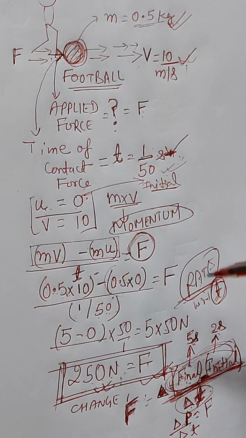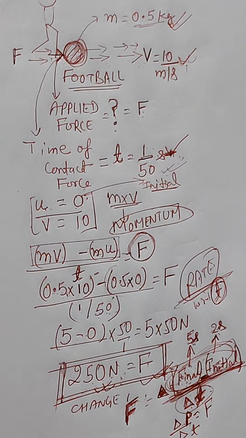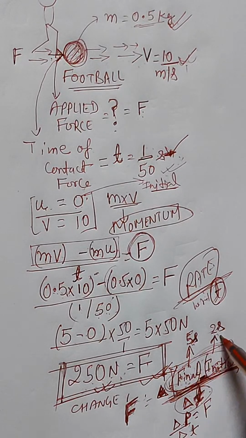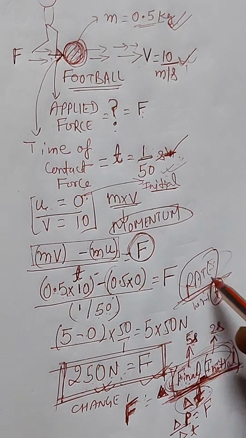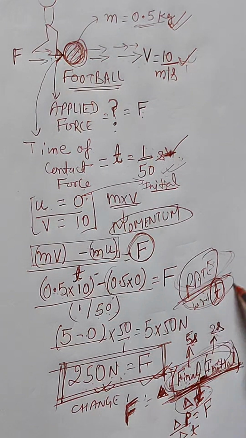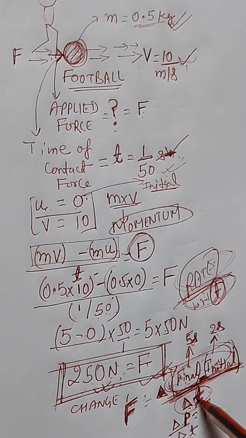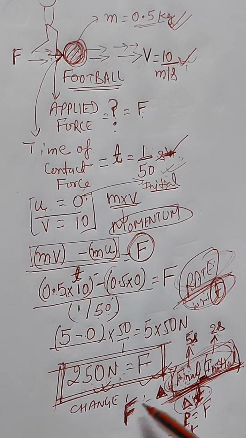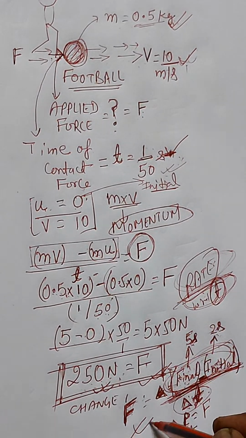The rate of change of momentum, as I explained: the change in momentum is final momentum minus initial momentum. But for the rate, that change is divided by the change in time, delta t. This rate of change of momentum is equal to the applied force, as given in Newton's second law. We just use the same to solve this question.